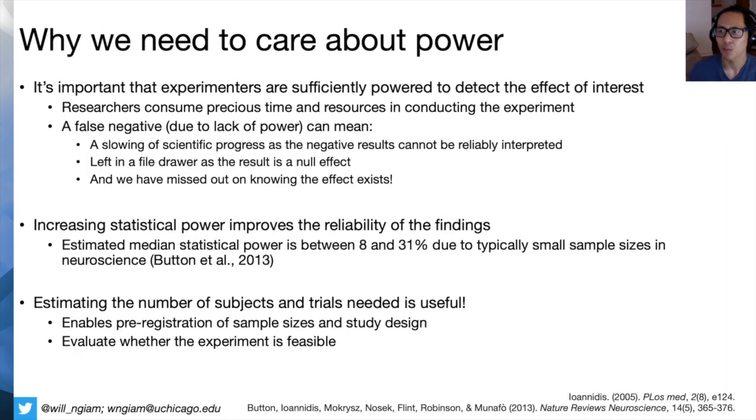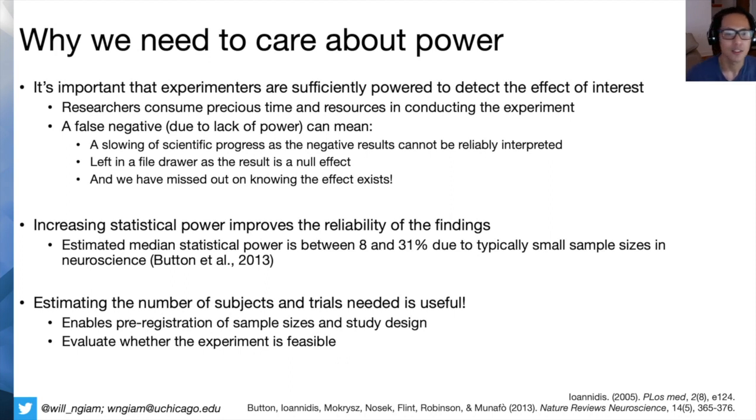So other reasons why we need to care about power. It's important that experimenters are sufficiently powered to detect the effect of interest. Researchers consume precious time and resources in conducting these experiments, and also a false negative due to perhaps a lack of power can mean a slowing of scientific progress, as negative or null results cannot be reliably interpreted. Null results are often left in a file drawer just because of how publications are. And we've missed out on figuring out what the actual true effect is. We've missed out on knowing that it exists.